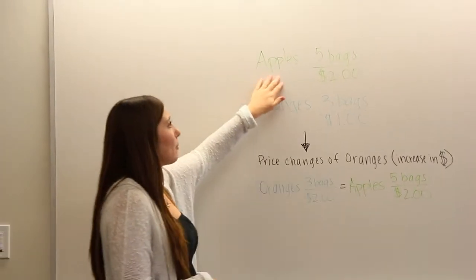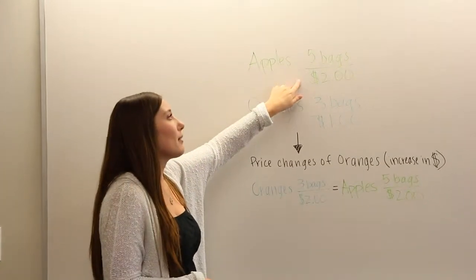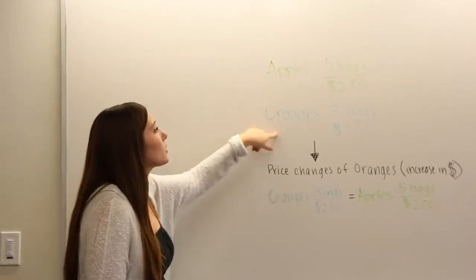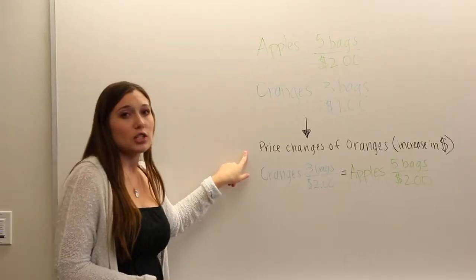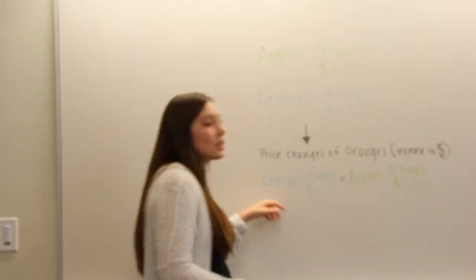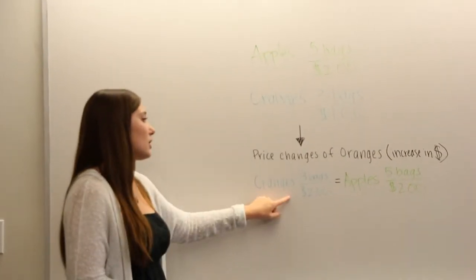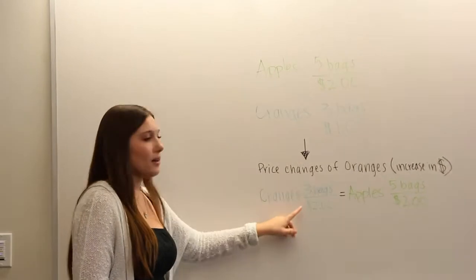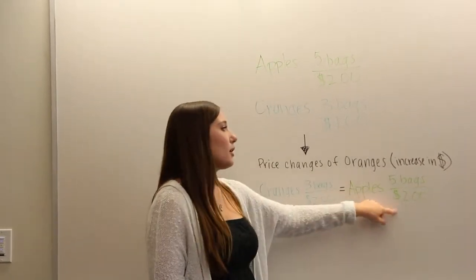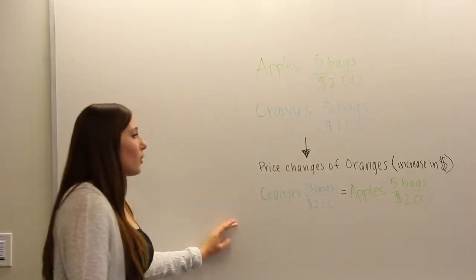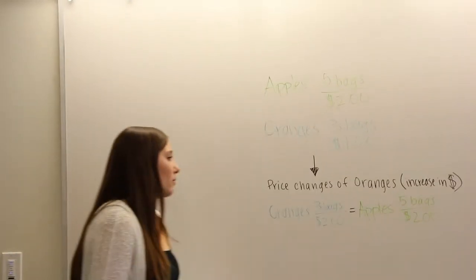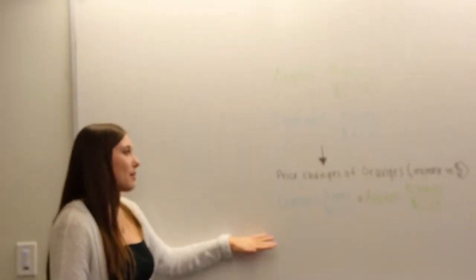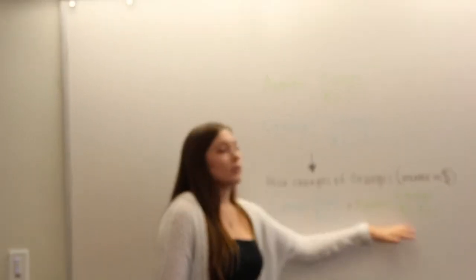So if you have apples, which 5 bags you can buy for $2, and you have oranges, 3 bags, which you can buy for $1. But the price of oranges changes and there's an increase in price. So say the price goes up $1. So now oranges, it's $2 for 3 bags. And you have apples, $2 for 5 bags. So obviously you're going to want to buy apples instead of oranges because you're going to get more of the product for your money at the same exact price because the ratios are the same for each price.